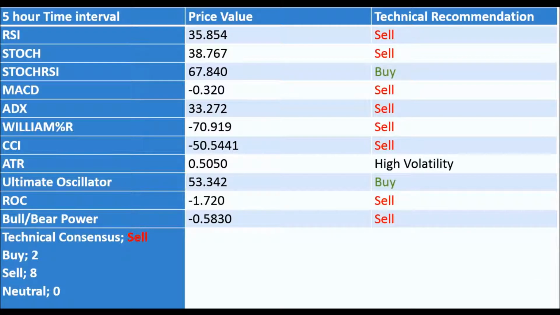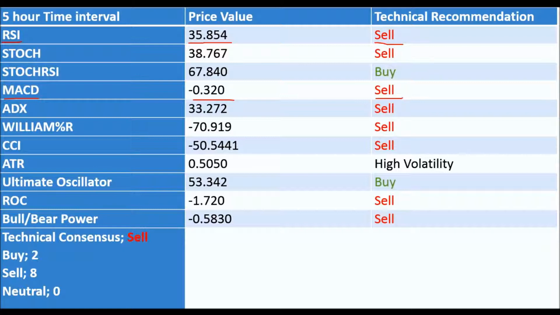First of all, we have the RSI, which is the momentum oscillator. Its price value right now is sitting really low at 35.854 with a strong recommendation of a sell. Moving down 2 notches, we have MACD, which is the moving average convergence divergence. It has a price value of minus 0.32. It measures that the 12-day EMA is sitting below the 26-day EMA, with a technical recommendation of a sell.